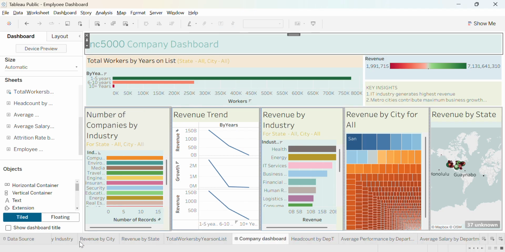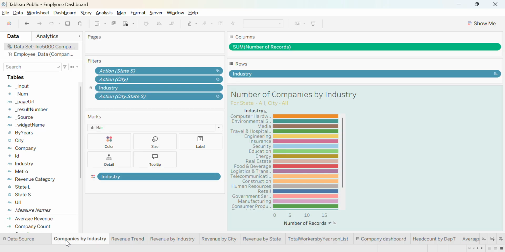First chart is number of companies by industries. This horizontal bar chart shows how many companies exist in each industry in the dataset. Advertising has the most companies at around 17. IT services and real estate follow with 14 to 15 companies each. Education and insurance have the fewest companies in the dataset.